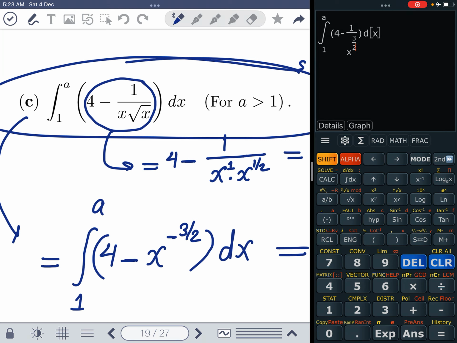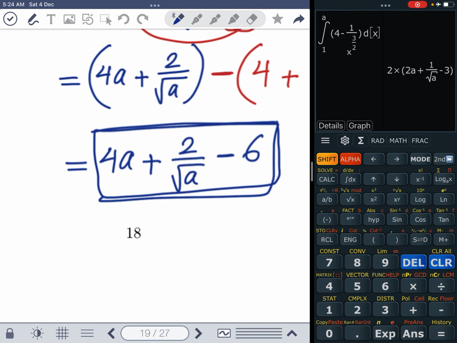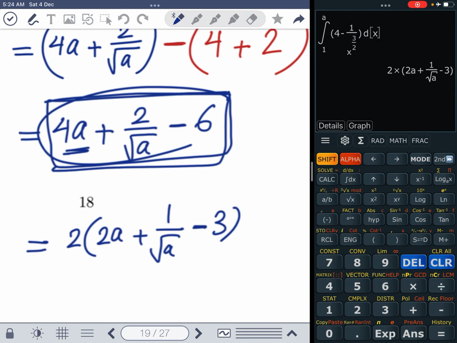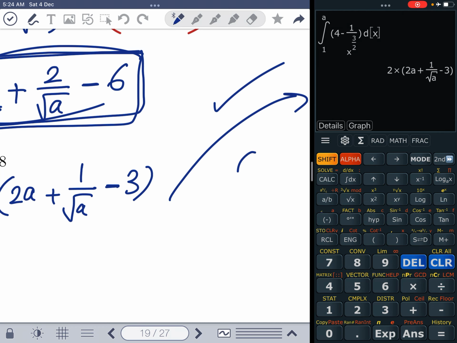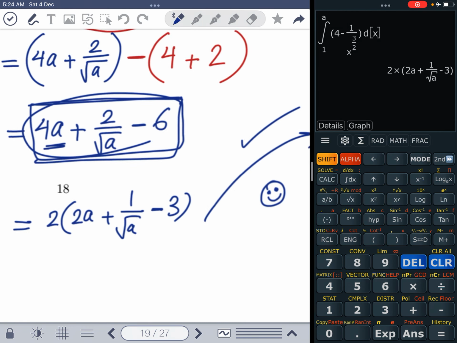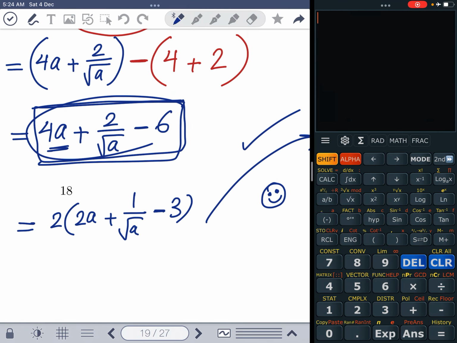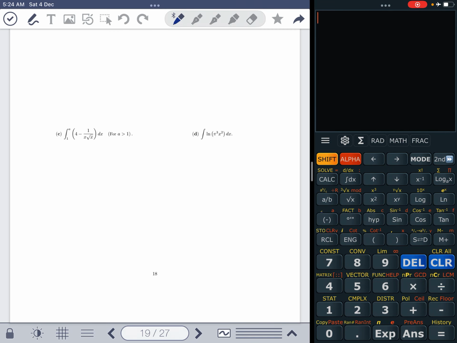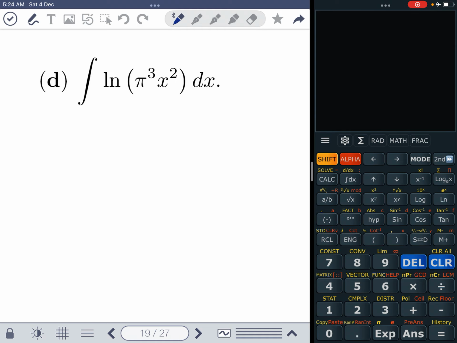3 divided by 2. Okay, so let's see, equal. Let's see the answer. They took 2 outside, and then inside I'll get 2a plus 1 over radical a minus 3, which is exactly what's written here. Happy face, we got the right answer. Okay, good. Now, the last part, I'll erase all to go to the last part, is this one.